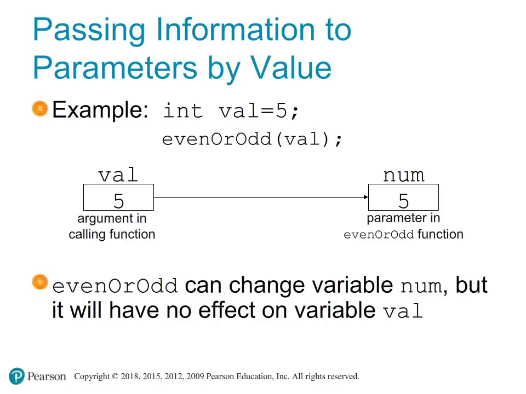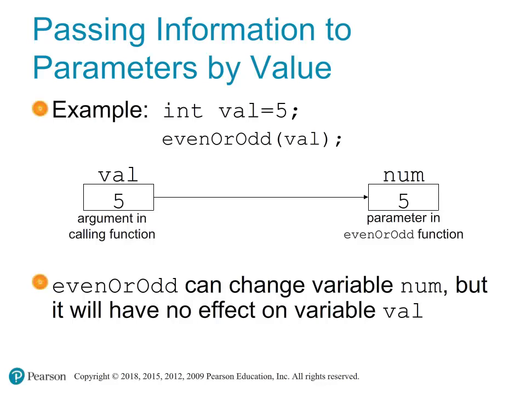In main, we have an integer variable val with an initial value of 5. We call evenOrOdd and we pass val. Then the value of val, which is 5, is copied into the parameter num inside the evenOrOdd function.